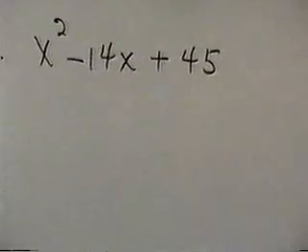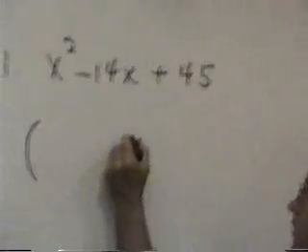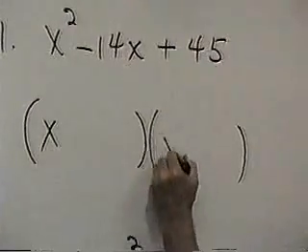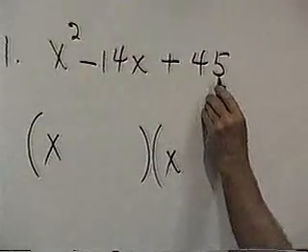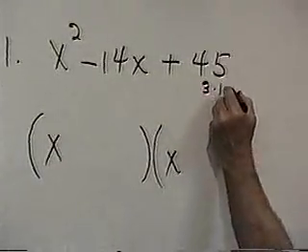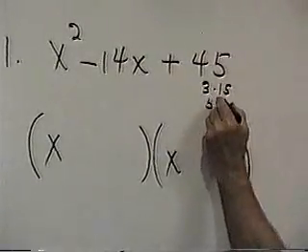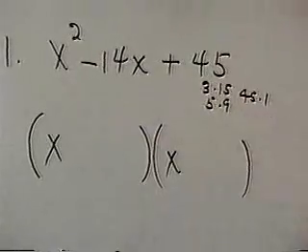Okay, number 11. All right, number 11. What we're going to do is say, all right, well, this is x and x. We got that. But wait a minute now. 45 has a bunch of choices. We have 3 times 15. We have 5 times 9. And don't ever forget the 45 times 1.